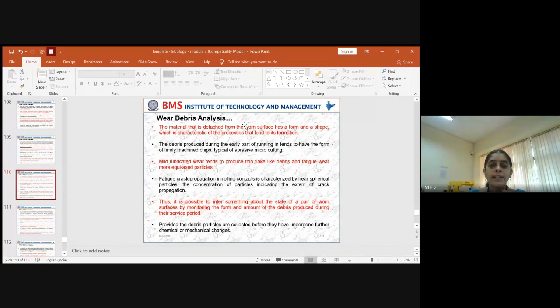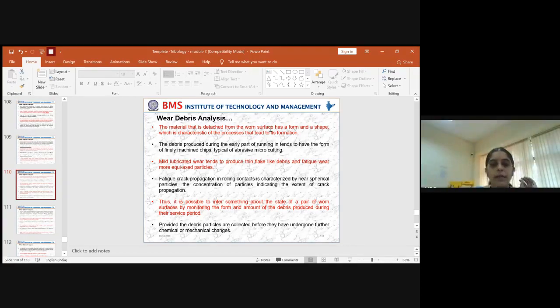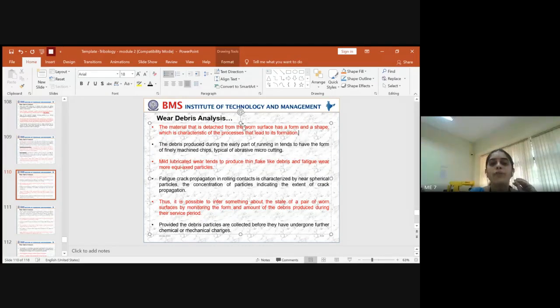To analyze that morphology, the material has to be detached from the worn surface. You will have a worn surface across the contact area where the wear creeps in. You will detach that worn surface and you will characterize it. Characterizing is nothing but checking the morphology, so you will be able to understand the microstructure or micrograph of the worn surface due to a particular wear.